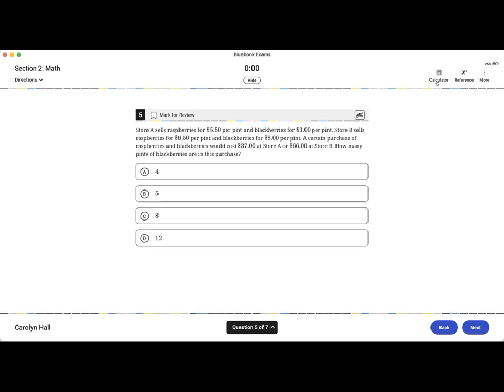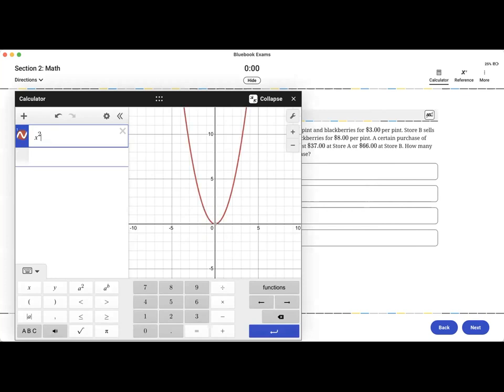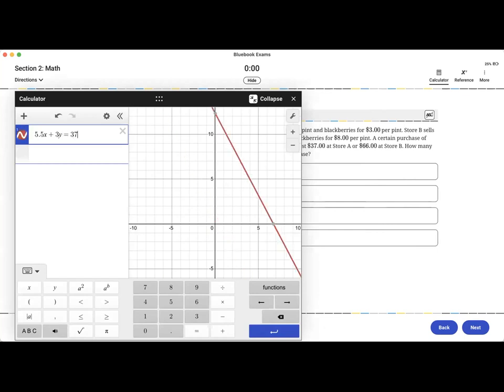So what I'm going to show you guys is you can just know how to use the calculator. I'm going to enter a system in where I enter 5.5, using X here for my raspberries, plus 3Y for my blackberries, equals 37. I'm going to hit enter and enter the next equation as 6.50 for X plus 8 for Y equals 66.